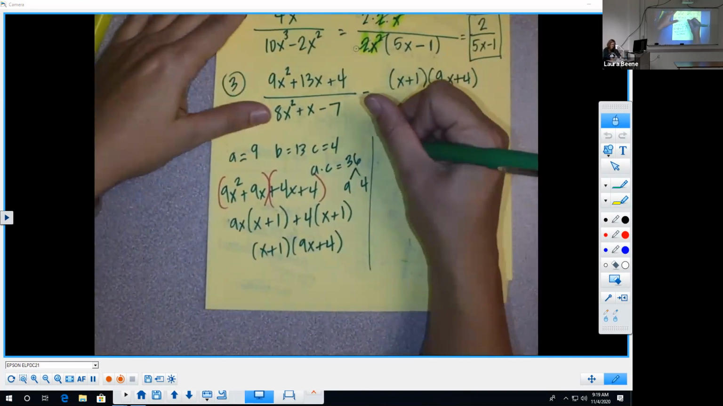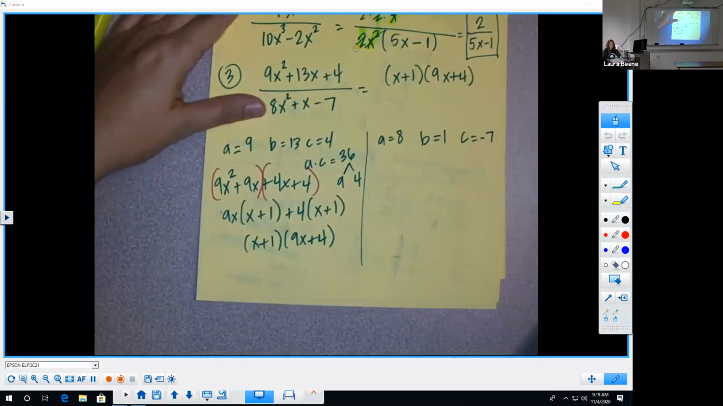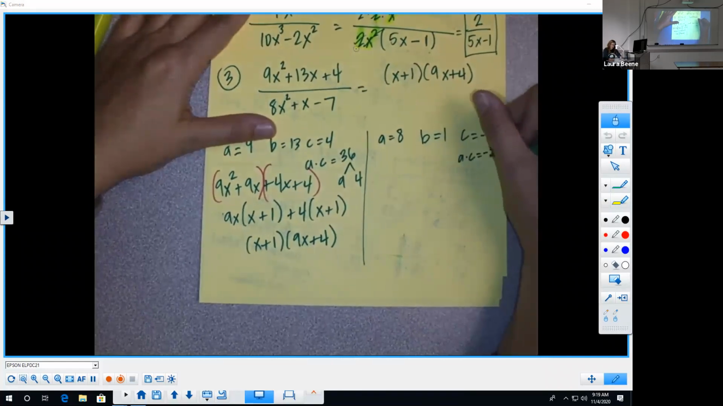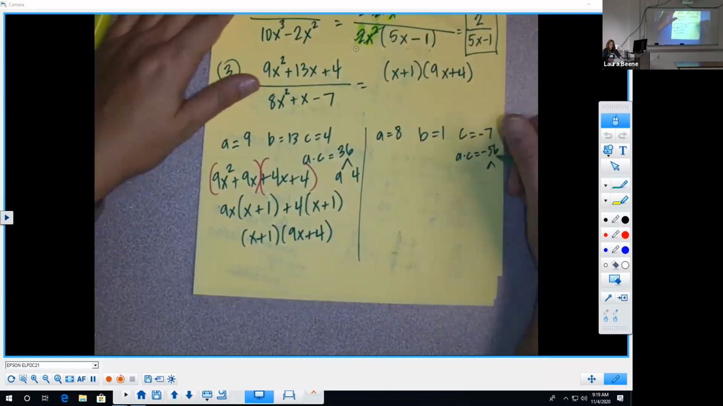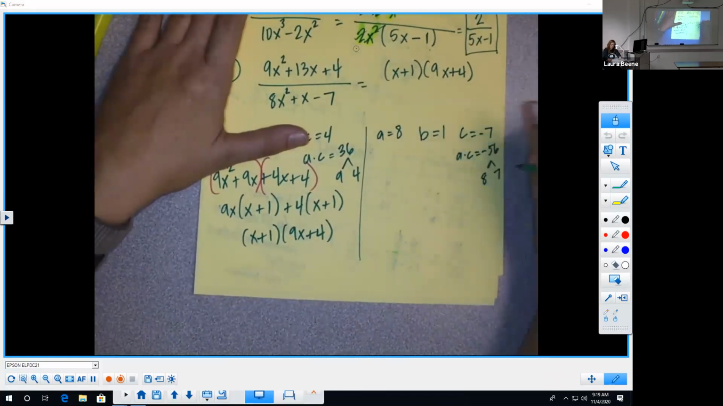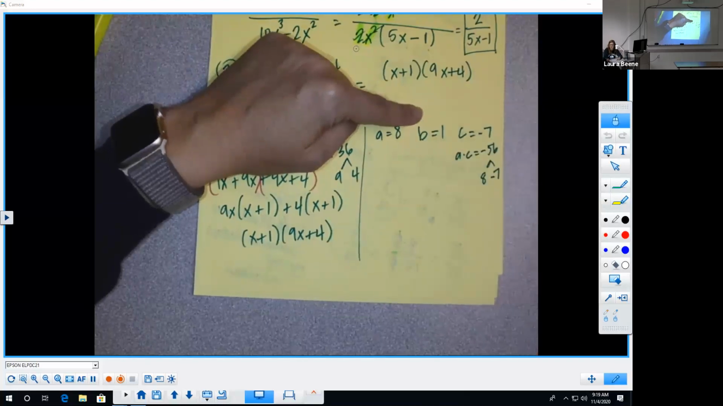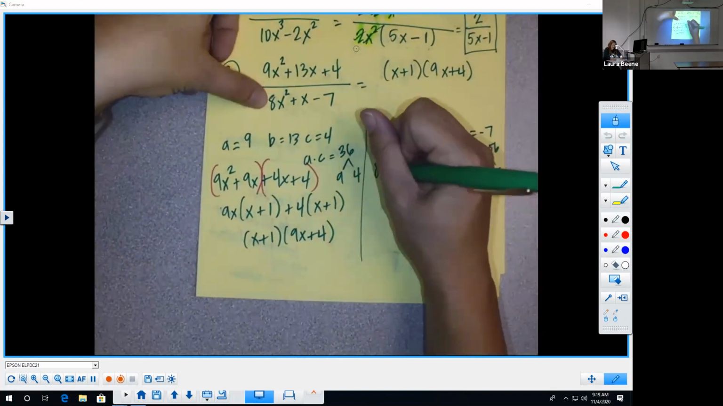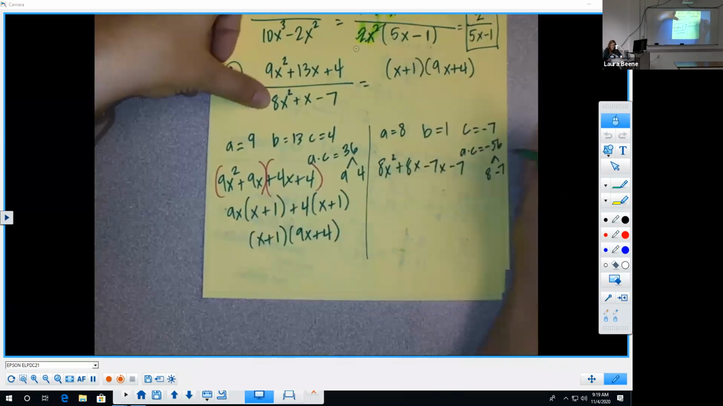Okay, so A value is 8. B value is 1. C value is -7. A times C, 8 times -7 is -56. We're trying to get two things that multiply to give me 56, which are 8 times 7. To make it +1, which one needs to be negative? Yeah, the 7 has to be negative, the 8 has to be positive. So let me go in and rewrite my problem. 8x squared plus 8x minus 7x minus 7.